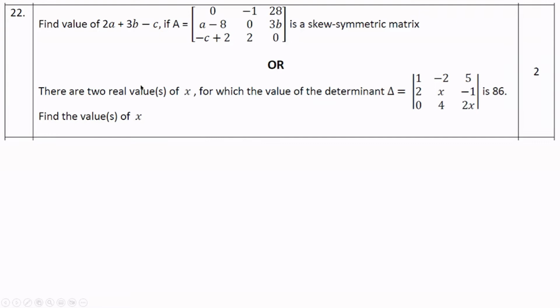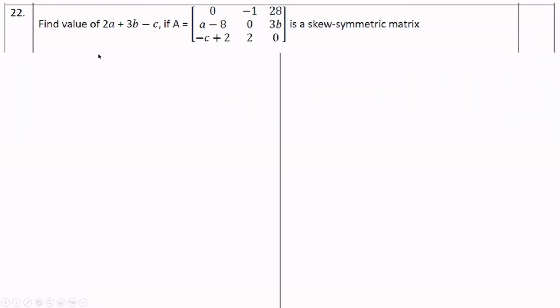Moving on to the next question. The next question is an either-or type. It is enough if we attempt any one of these two. So let us see each one. Find the value of 2a plus 3b minus c if A equal to this matrix is a skew symmetric matrix. So here it is given A is a skew symmetric matrix. We need to find the value of 2a plus 3b minus c.